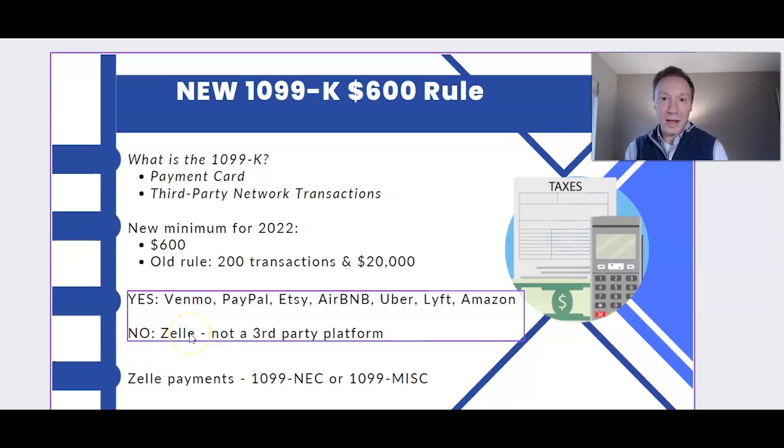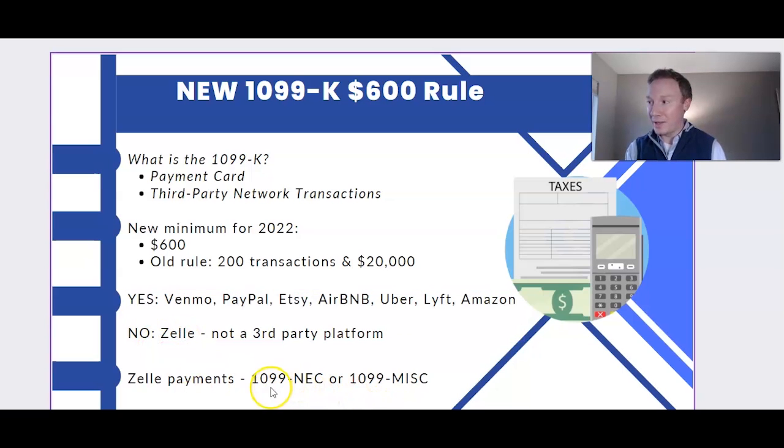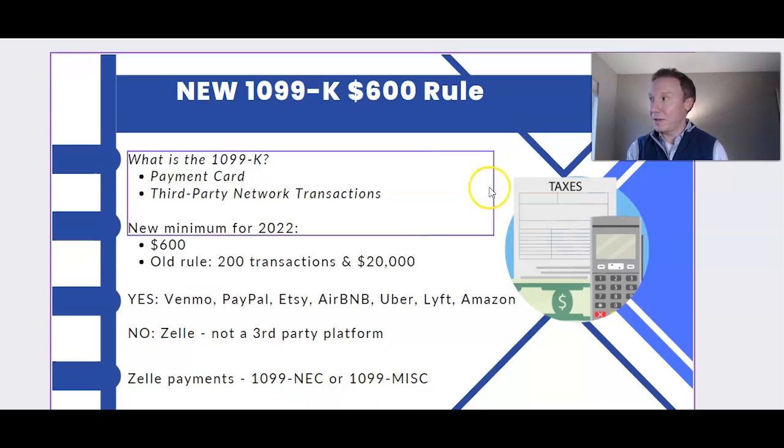Where it doesn't apply is Zelle. So if a business sent you a Zelle, you're not going to get a 1099-K from Zelle showing that you got paid over $600. But what's going to happen is if you were a business and you paid another business over $600, you've got to issue a 1099-NEC or a 1099-MISC. So either way, the IRS is still going to know that you got paid over $600. It's just not going to be through the 1099-K. It's going to be through this 1099-NEC or 1099-MISC.